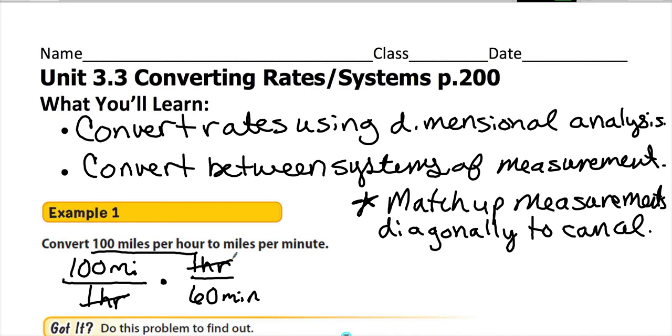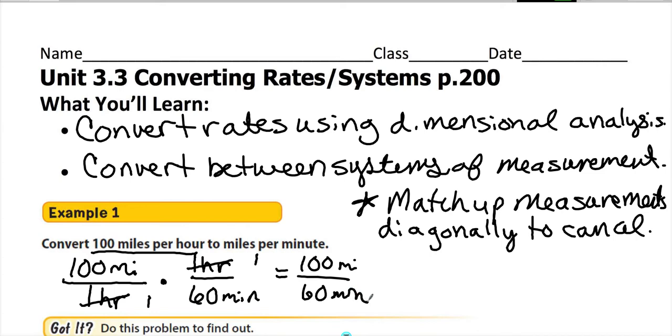Okay, so that means I'm left with 1 here and 1 here. Well, 100 times 1 is 100, and then 60 times 1 is 60. So we end up with 100 miles over 60 minutes.